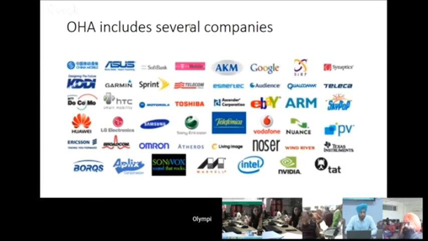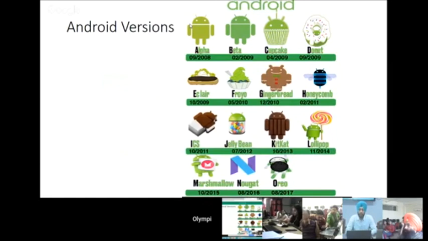So the companies, you can name any of the companies till today. Companies like Asus, Intel, Nvidia, Vodafone, eBay, Huawei, any of the companies you can say, they are all associated with the OHA, that is Open Handset Alliance. So they have come to a conclusion that they will support the OHA on the open source applications. Based on the Android, Android has various versions associated with it.